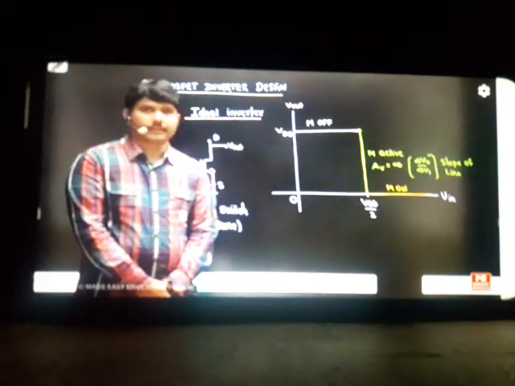Let us start with my first design calculations. Concept number 1, keep the heading, first topic: NMOS inverter with passive load. Passive load is nothing but a resistance RD. So I'm taking just a resistor as a load. What happens? Whether it will behave as a good inverter or not.